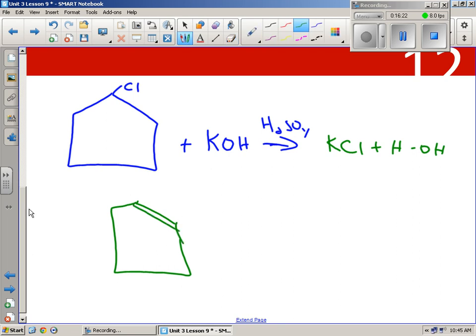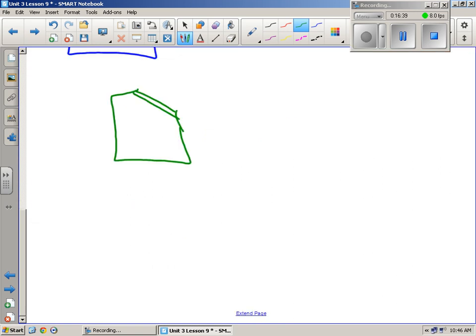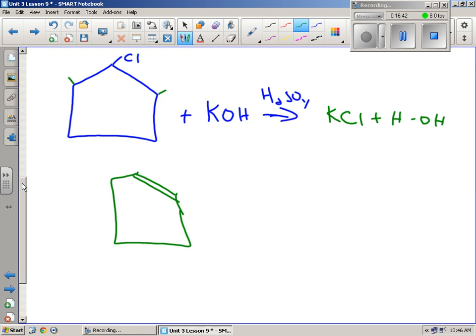The question is, it doesn't matter if I take this H off or the one next to it. Is that not going to give me the same compound? You just flip it over, right? So it looks like we only have one product, with the potassium chloride and water, of course. It's going to be the same, yes? So this is cyclopentene.